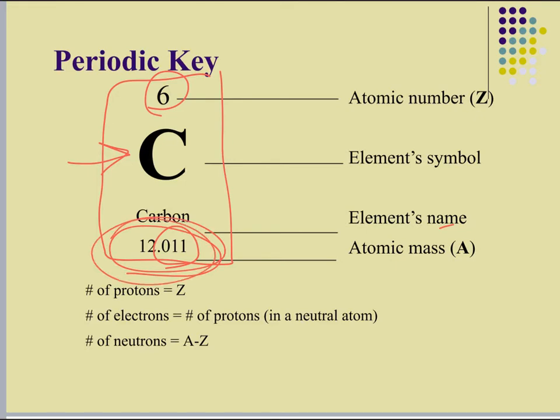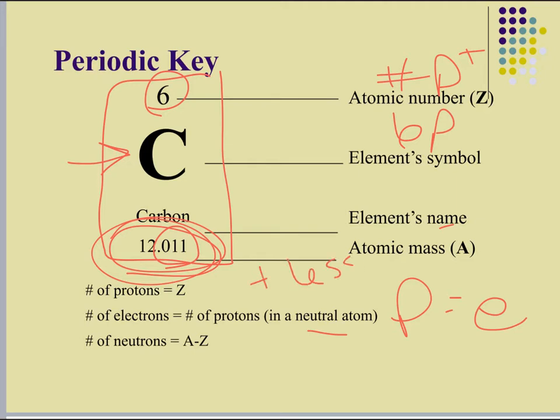Just wanted to review real quick how to count up how many protons, neutrons, and electrons there are based on these numbers. So the number of protons is always going to equal the atomic number. So if the atomic number is 6, that means I have 6 protons. If I do not have an ion, notice how it says it's a neutral atom, then the number of protons equals the number of electrons. If you do have an ion, if it's positive, you have that many less electrons, and if it's negative, you have that many more electrons.